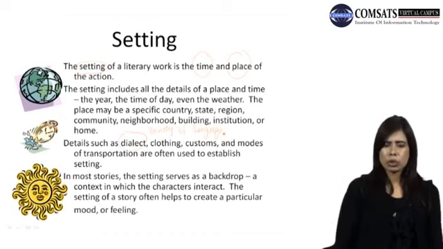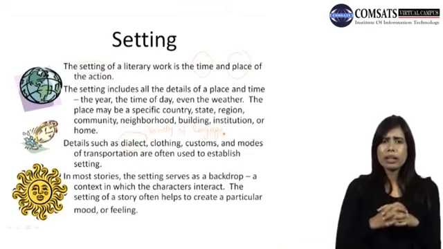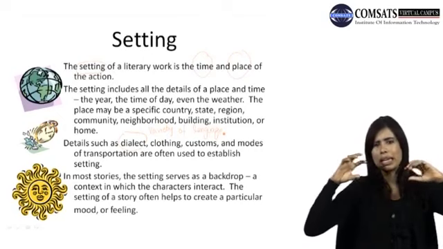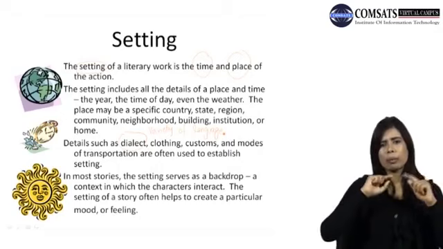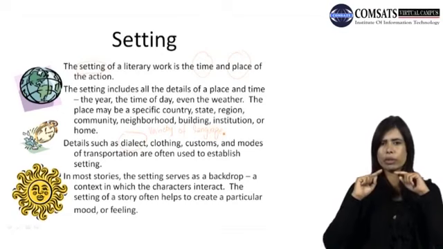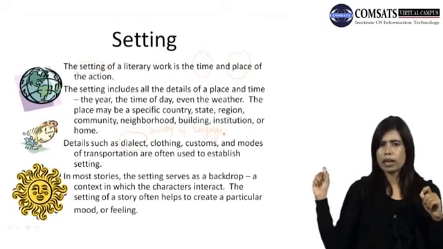Okay, in most stories, the setting serves as a backdrop, a context in which the characters interact. The setting of a story often helps to create a particular mood or feeling. The same thing as I told you before: in a setting, you just provide the context where the characters interact with each other, and you develop the mood and the feeling of the reader as well, fine. So basically you are trying to create a particular feeling or mood in the reader. That's the purpose of telling about the time and place.